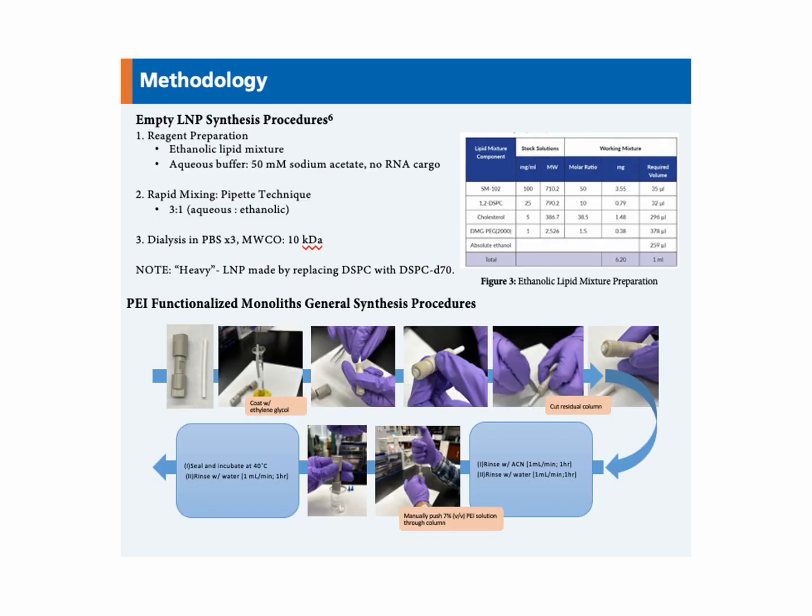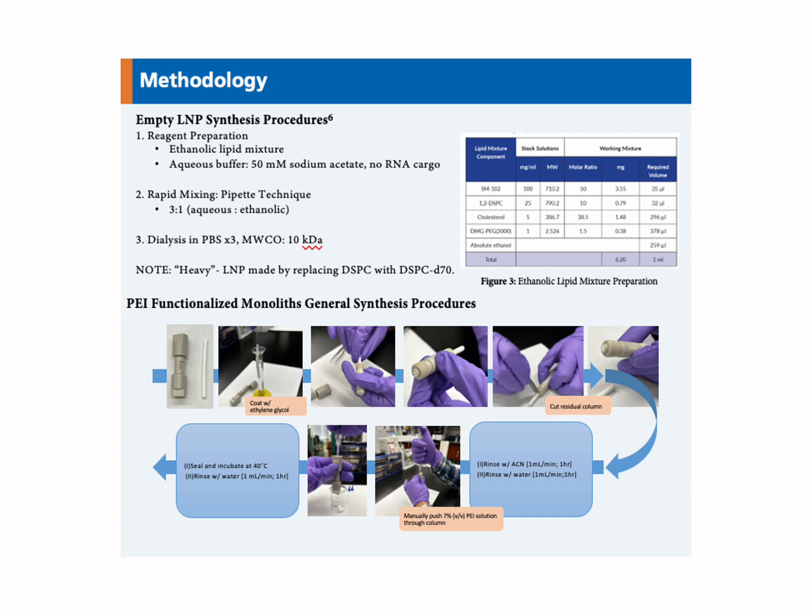For methods, the empty LNP synthesis procedures start with the preparation of reagents that are composed of ethanol lipid mixture and an aqueous buffer. The next step is rapid mixing using the pipette technique and a ratio of 3:1 aqueous to ethanolic mixture. Lastly, the LNPs are dialyzed in PBS buffer 3 times.